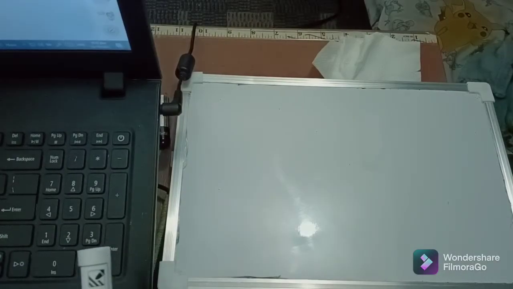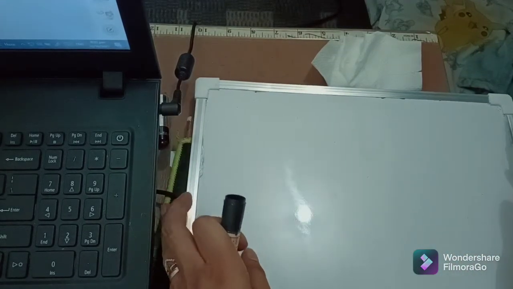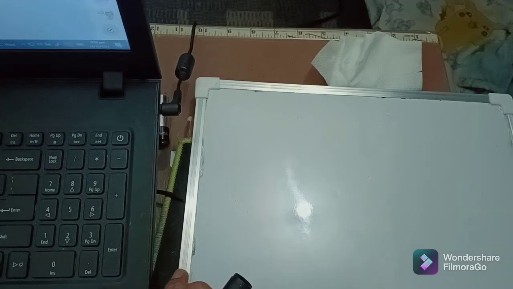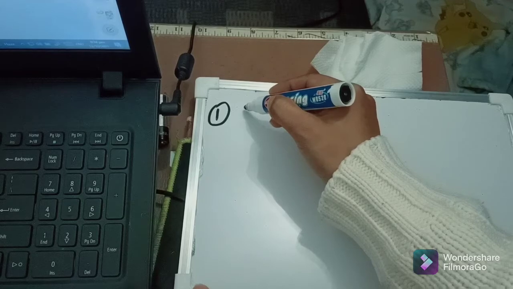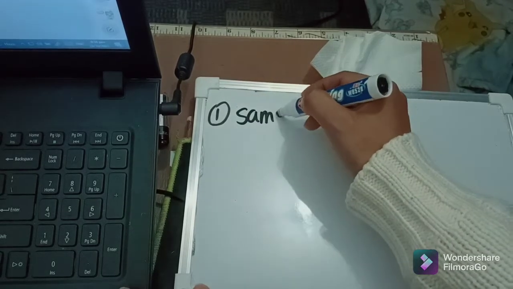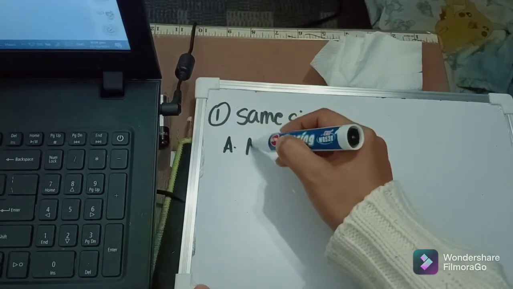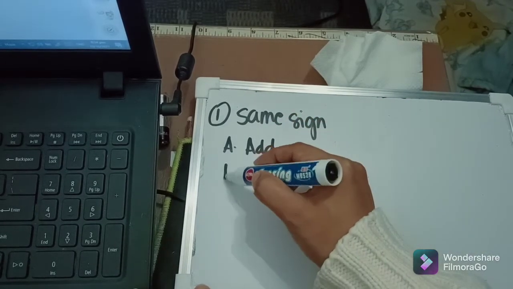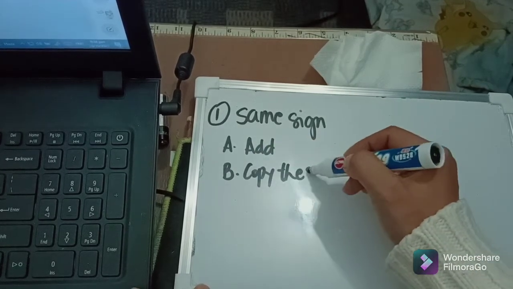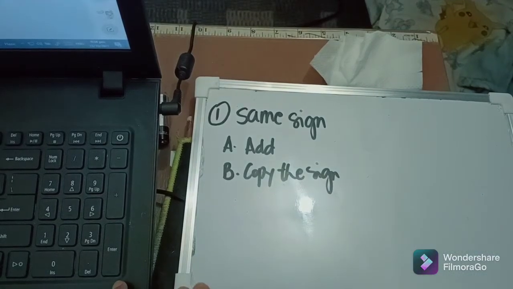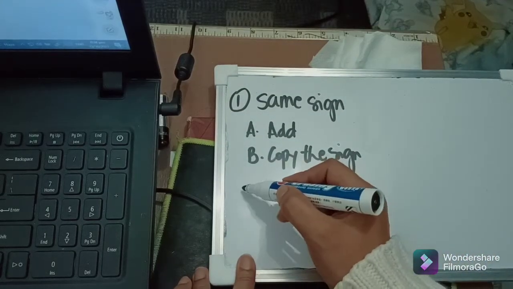Okay, so let's start with addition of integers. Rule number 1, listen to this carefully because it's going to apply when we go to subtraction. Start tayo sa same sign. Kapag same sign, what you have to do is add. And then letter B, copy the sign. So, kapag parehong negative, let's say for example, this one.